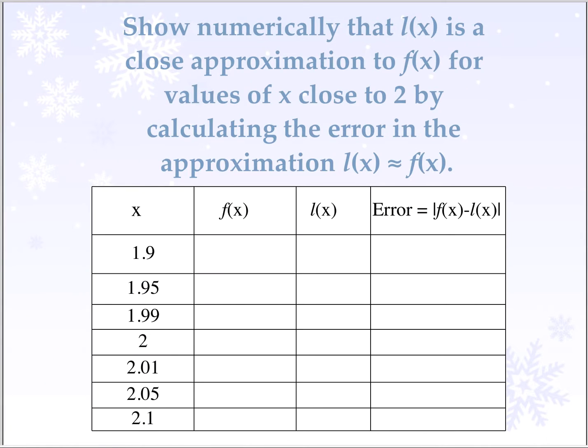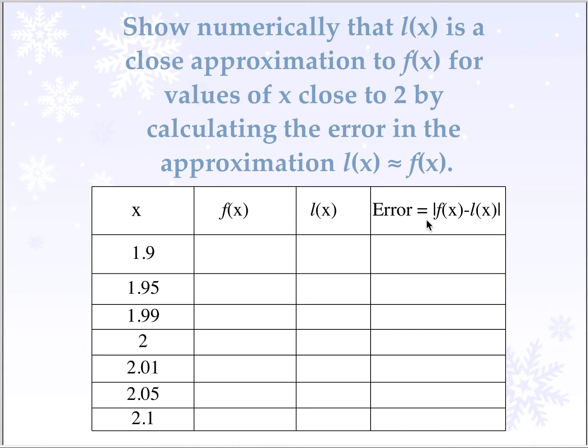So what we're going to do, using our example 15 minus x cubed, is show numerically that the equation of the tangent line is a close approximation to f of x for values close to 2 by calculating the error in the approximation. I want you to put f of x into your y1 in your calculator. That was 15 minus x cubed. And then put the equation of the tangent line in your y2. That was negative 12 times (x minus 2) plus 7. Make sure to bring that 7 over. Don't leave it on the other side.